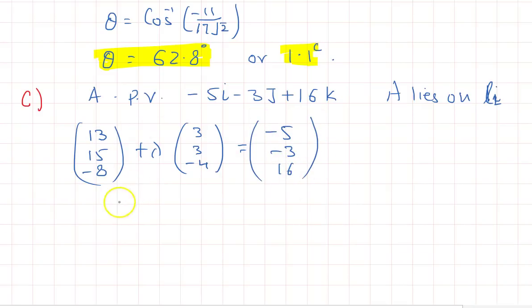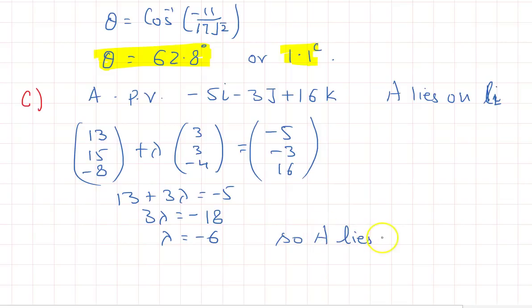So let's try to solve it. So 13 plus 3 lambda is equal to minus 5. 3 lambda is equal to minus 18. So lambda is equal to minus 6. So this is a proof that if lambda is minus 6, it lies on the line.